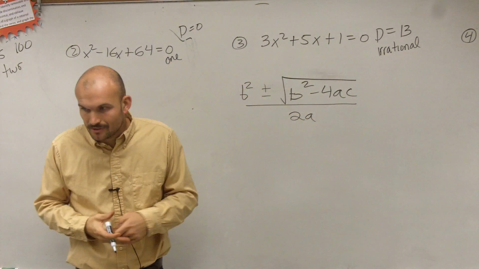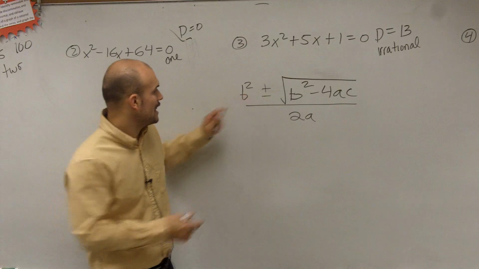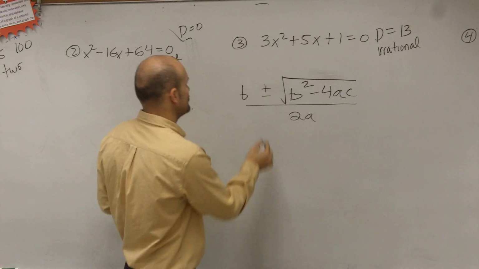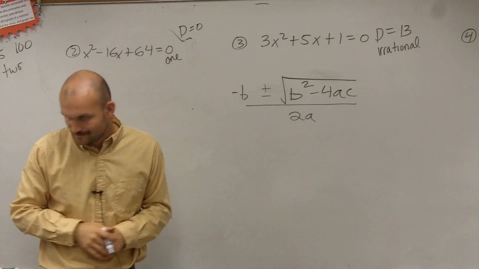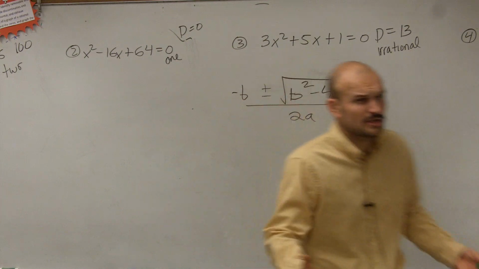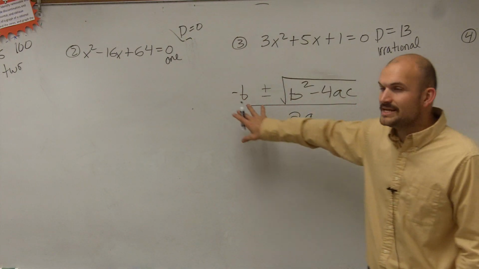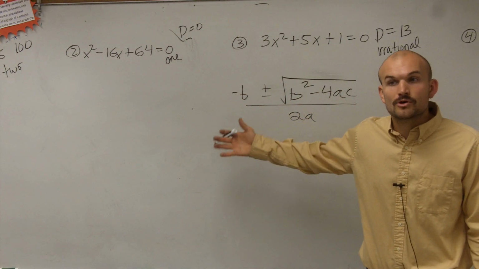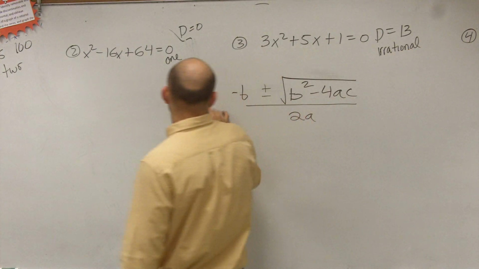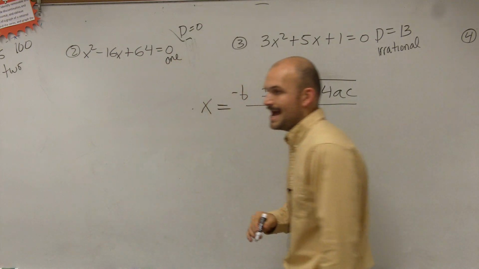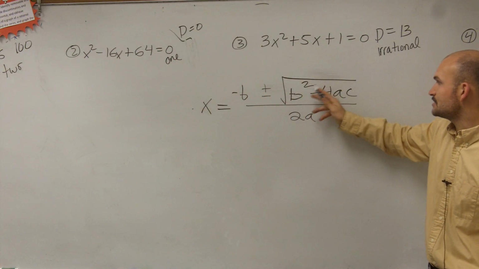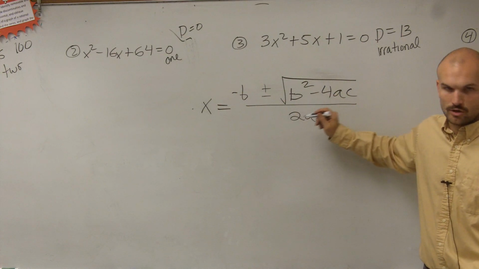Now, what does this equal? This, opposite of b plus or minus, thank you, b squared. There you go. Everything is divided by 2a. Now, what exactly does this equal? Well, when you're doing the quadratic formula, what does this equal? This is going to equal your roots, your solutions, your x-intercepts. So you can say x equals the opposite of b plus or minus the square root of b squared minus 4 times a times c, all over 2a.